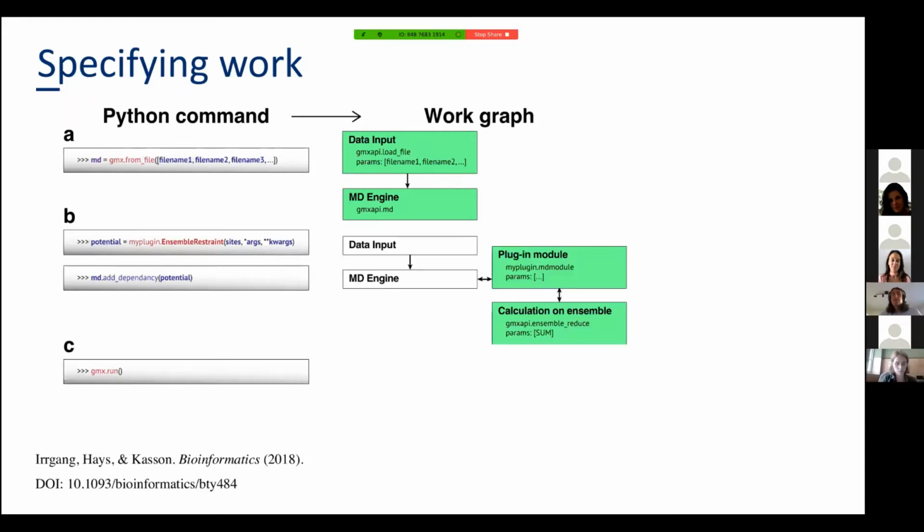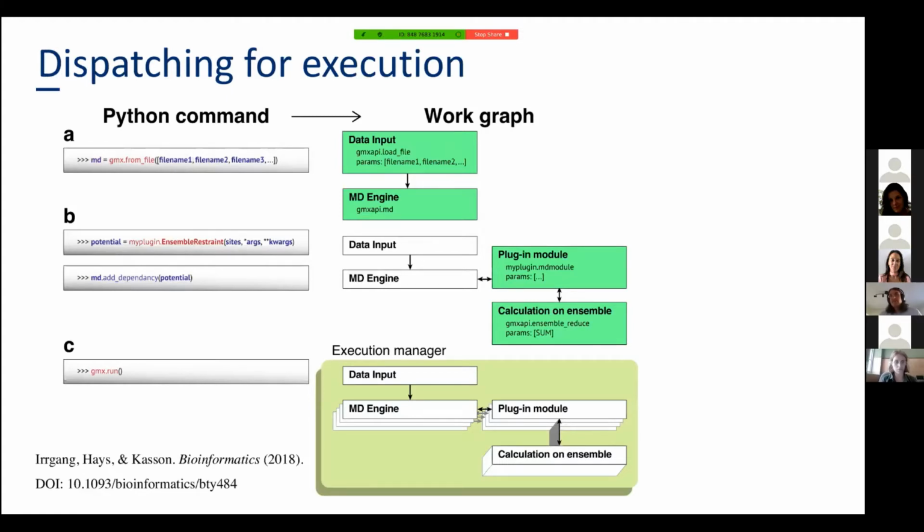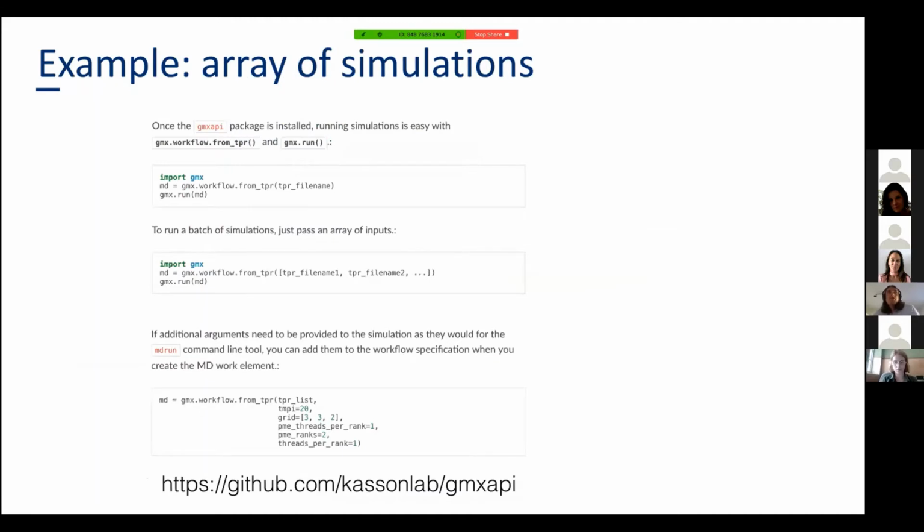Another cool thing is you can add forces to your system in a nice way without too much extra work. GMX API will try to build a work graph, and then it'll basically execute that work graph. It'll send the data off to the MD engine, and you can do ensemble calculations and other kinds of things. So here are a few examples. In the first code block, you can see creating a workflow from one TPR file, and then running a simulation.